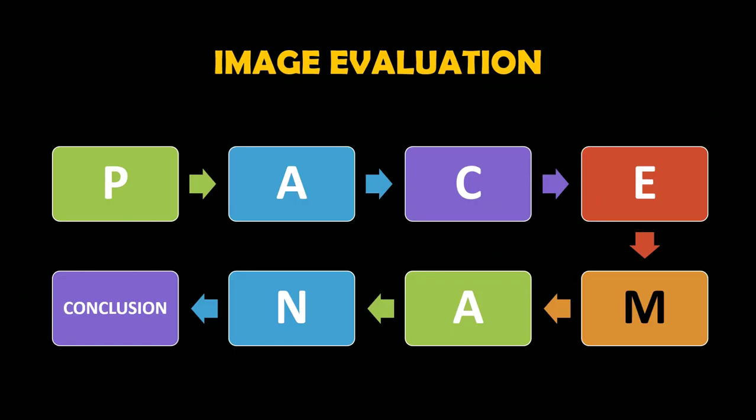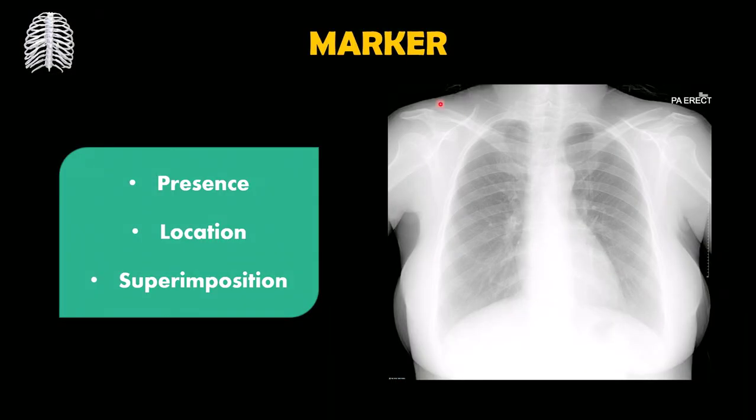Let's move to the fifth criteria, which is M for marker. There is evidence of an anatomical marker shown in this radiograph, and it is correctly placed on the left side of the patient's body. However, it is placed inappropriately because the upper half of the left marker was not within the collimated area. The marker placement is not superimposing any structure of interest.